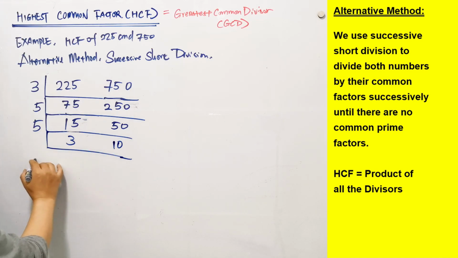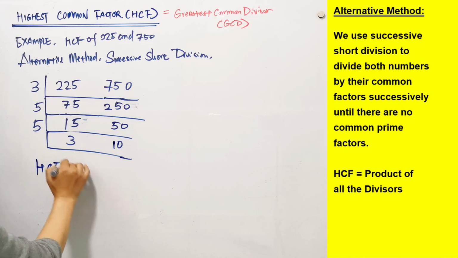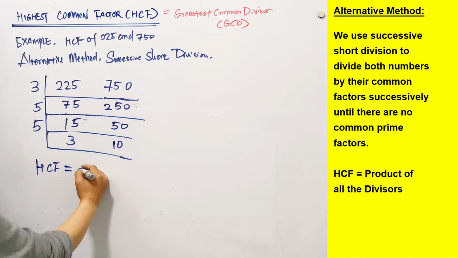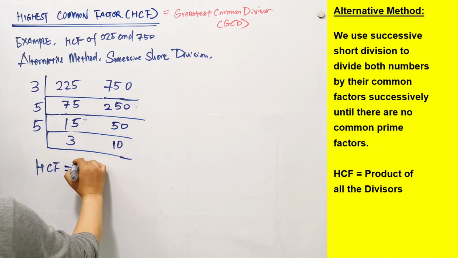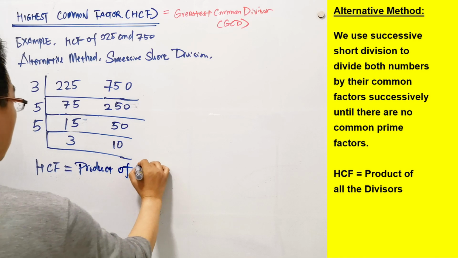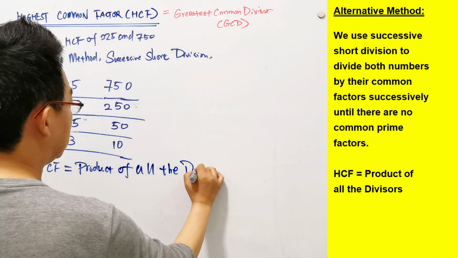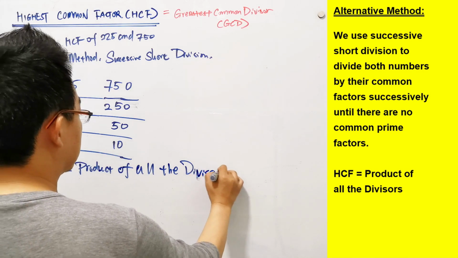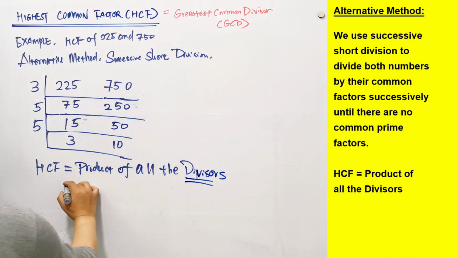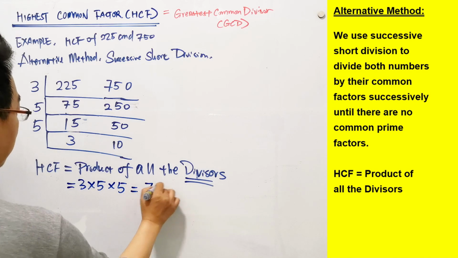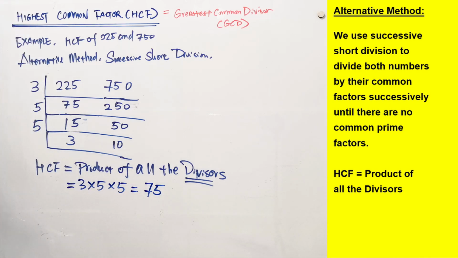So in this case, what does the HCF equal? The common factors. We just multiply all the common factors. So in this case, the HCF is the product of all the divisors. In this case, it is what? 3 times 5 times 5 equals 75. We get the same answer, right? Okay, this is the alternative method. That's good, right? Okay.